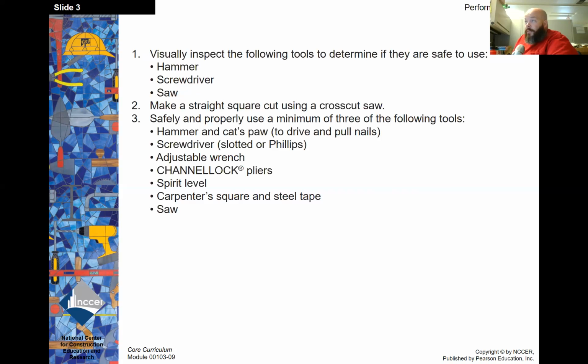Okay, performance task: you're going to visually inspect the following tools to determine if they are safe: hammer, screwdriver, and a saw. Make a straight cut using a crosscut saw. Safely and properly use a minimum of three of the following tools: hammer and cat's paw, screwdriver, adjustable wrench, channel lock pliers, spirit level, carpenter square and steel tape, and a saw.